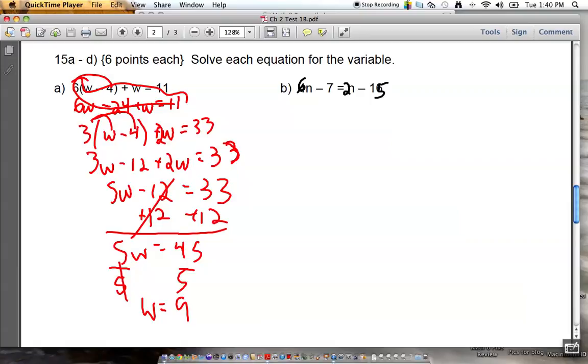Rach, this says 2n. What do you do? Yeah, what with the 2n? Somebody help her out. Stephen? Minus 2n. Very good. What's 6 n's minus 2 n's? 4n. Minus 7 equals danger.